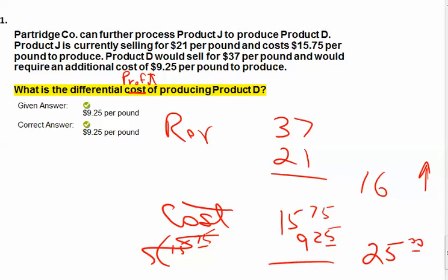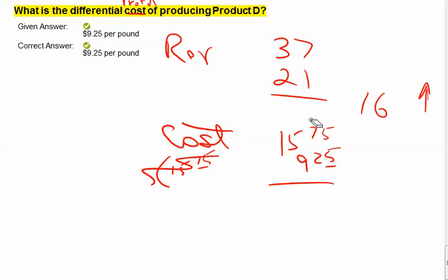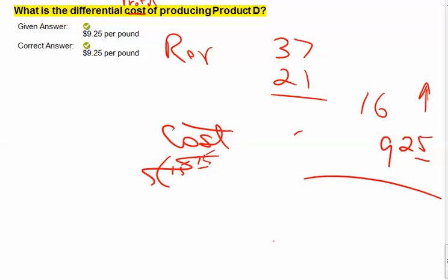Right? Oh, my differential cost is $9.25. Sorry. My differential cost is $9.25. So my differential profit, subtracting that, looks like $6.75 would be my differential profit.